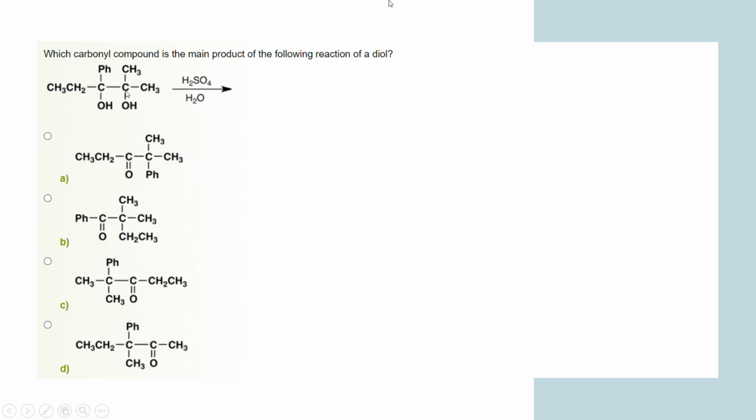So you have to identify the product where you are going to get a keto functionality linked to a methyl, and the alpha carbon is going to be linked to phenyl, ethyl, and the migrated methyl. So after writing the mechanism step by step, you have to identify which of these are containing such functionality.